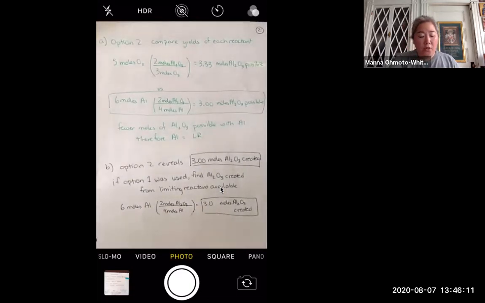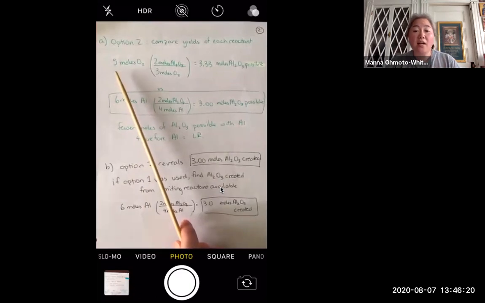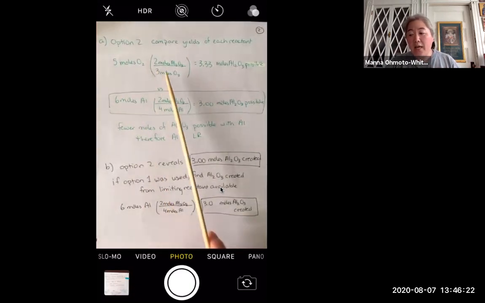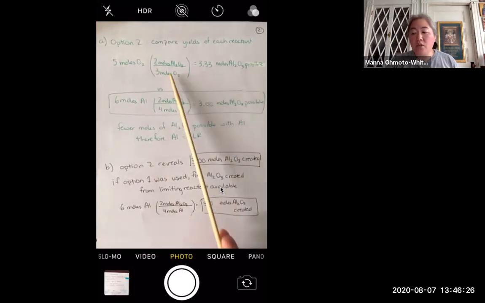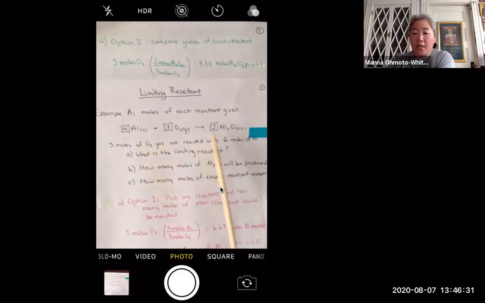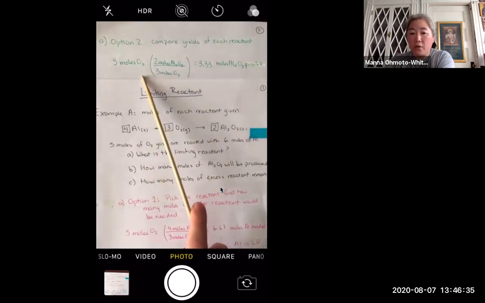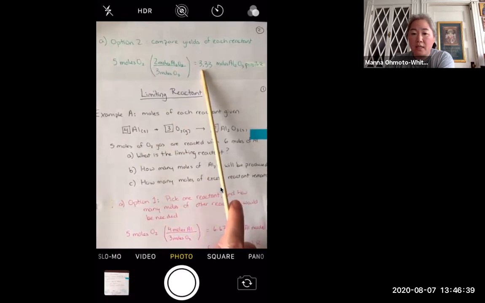The other option is that you could compare the yields of each reactant. So you could say, if I were to use 5 moles of oxygen, and I'm assuming that I have enough aluminum, how many moles of aluminum oxide would be possible to make? Using the mole ratio this time from oxygen to aluminum oxide, I find out that if I could use up all 5 moles of oxygen, I could make 3.33 moles of aluminum oxide.